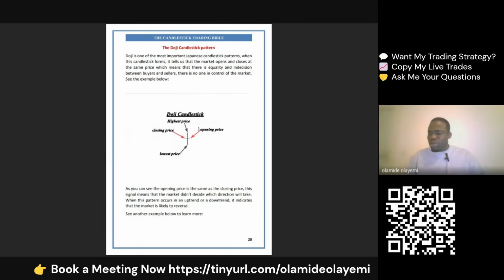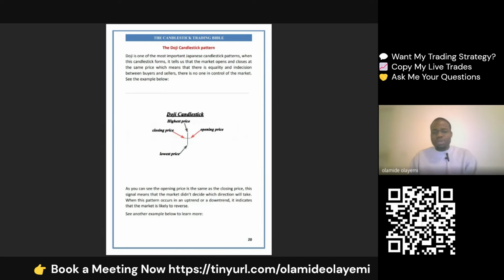Now, let's look at another type, which is called the doji candlestick. You can see this usually forms something like a cross. It's just a cross. It's called doji. This means that the opening price is the same or almost the same as the closing price, which means when the market opened for the day, the price went up or it went down, but it ended the day at almost the same price at which it opened. So we call it doji candlestick.